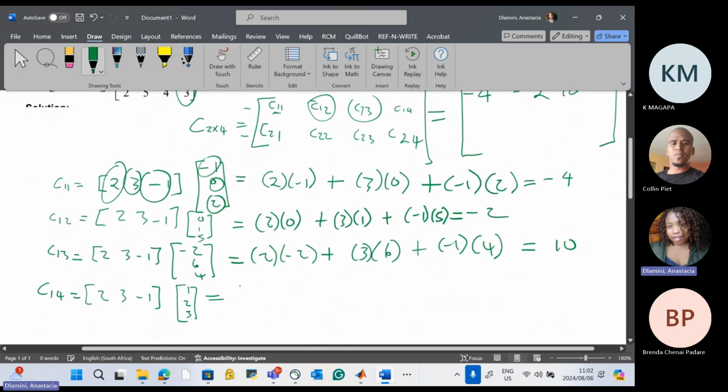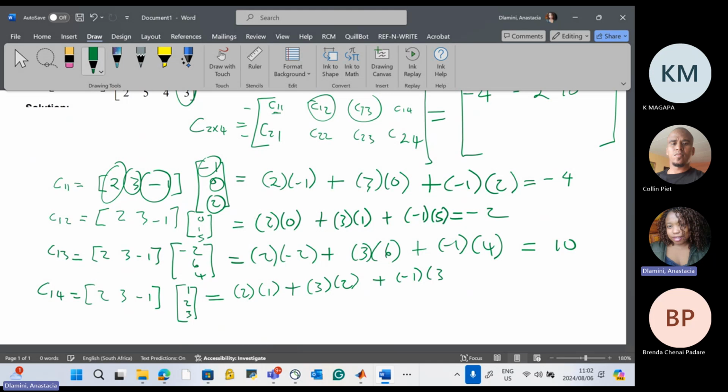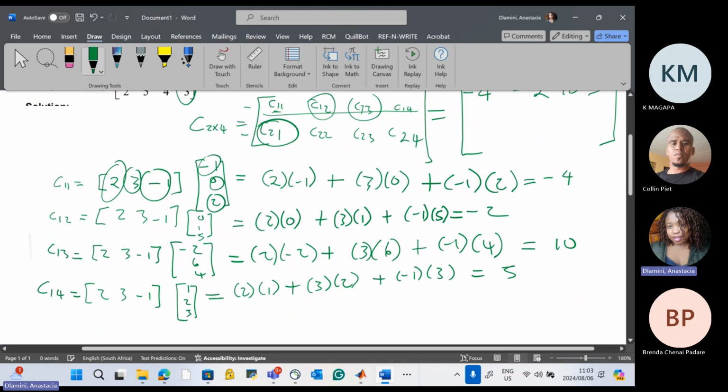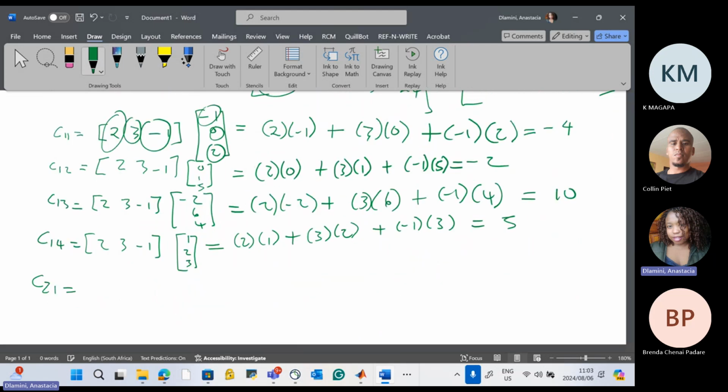So we know that this is 2 times 1 plus 3 times 3 plus negative 1 times 3. The answer is equal to 5. Then we know this is the last part here. Now we come here. We are done with the top part. What is C21?